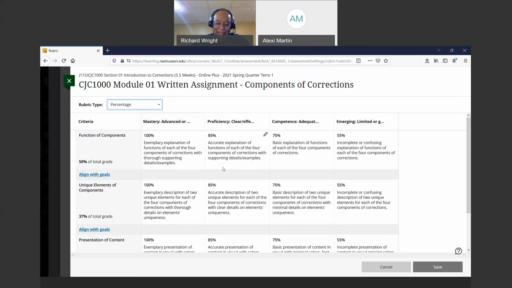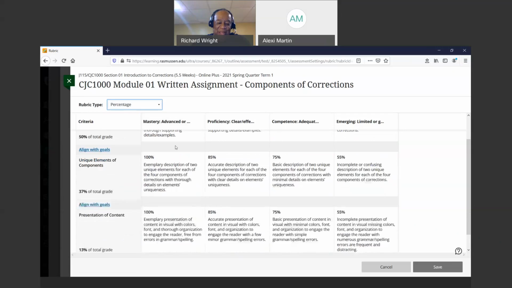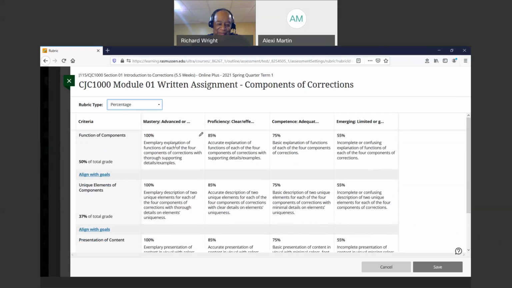You should be aware that what you want to do is, and they switched it around, you see, this is where you want to start out with mastery. You want to satisfy all the requirements in the mastery column all the way down. All right. So to get 50% of your total grade, you want to present an exemplary explanation of the function of each of the 4 components with supporting details and examples. In other words, citations, because we're using APA. You're familiar with APA? Okay. And I'm going to show you some sources that I have for you guys to help you with that.